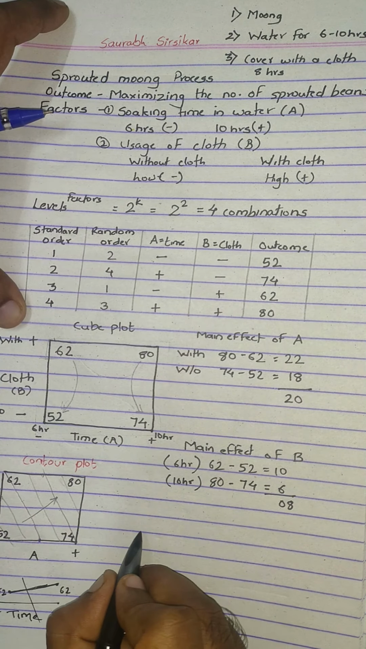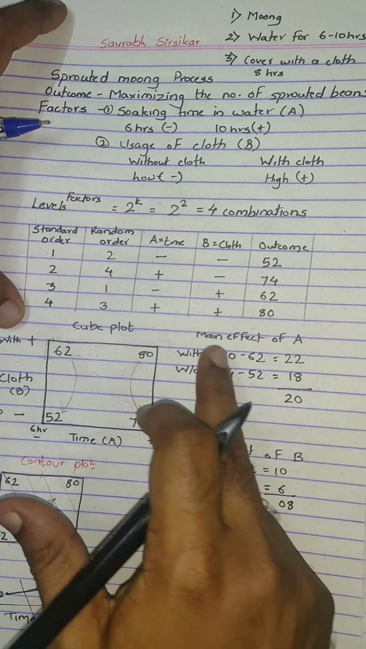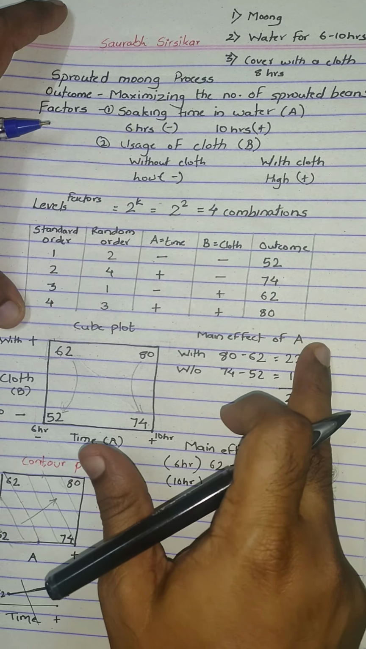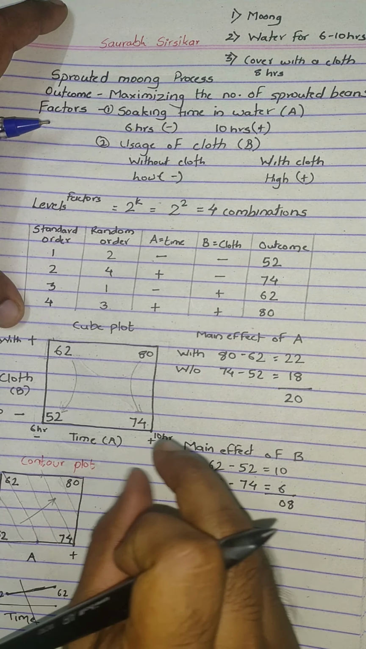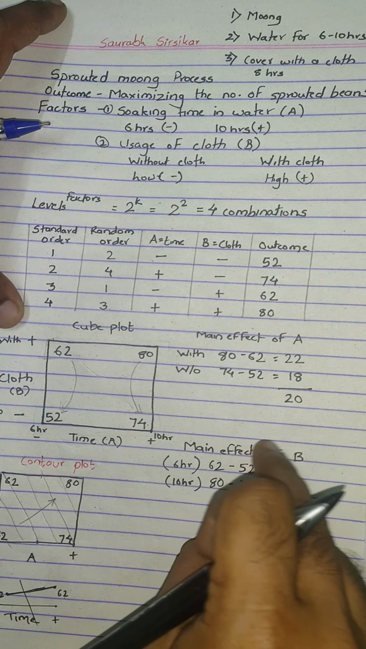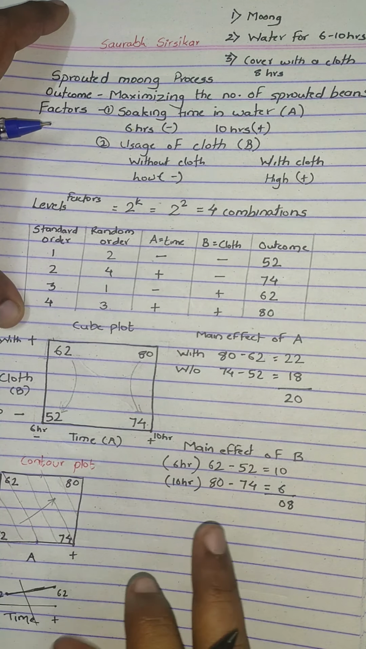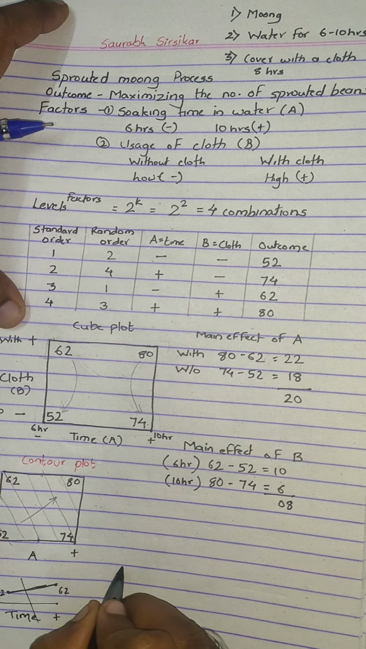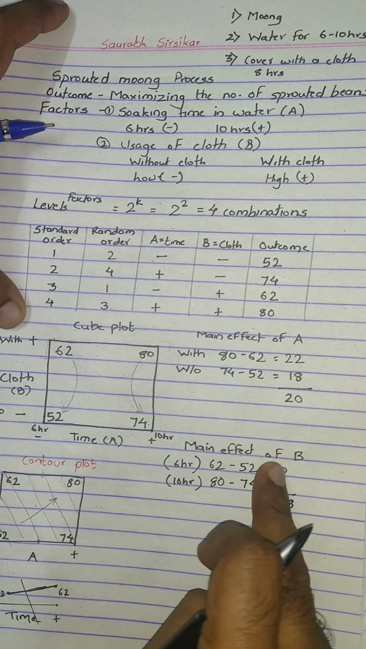To understand the interaction between the two factors, you must have noticed that I am writing main effect of factor A and main effect of factor B. Why? Because there is one additional effect that is known as the interaction effect. So there will be a combination of factor A and factor B. To study that, first we need to see if there is any interaction between factor A and factor B.